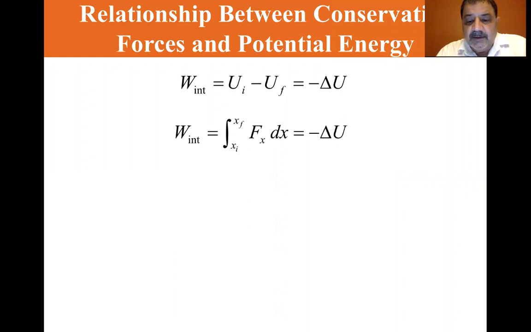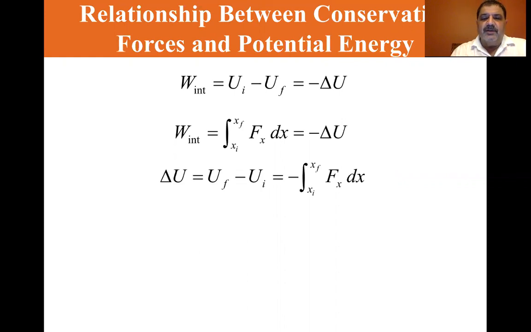F sub x is equal to the component of F in the direction of the displacement. So we can write this as delta U, U final minus U initial, equals minus the integral from x sub i to x sub f, initial position to final position, of F_x dx. Delta U is negative when F_x and dx are in the same direction. Example: when an object is lowered in a gravitational field, or when a spring pushes an object toward equilibrium.